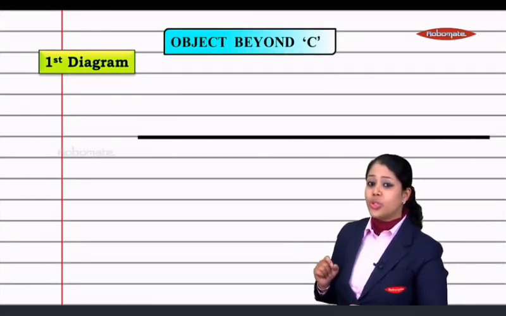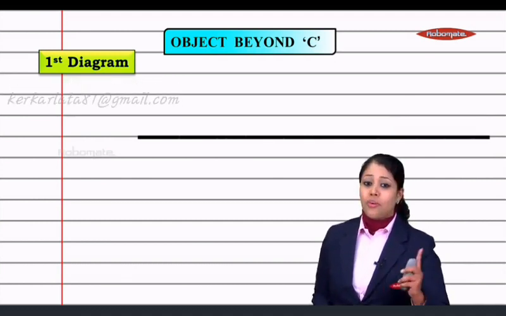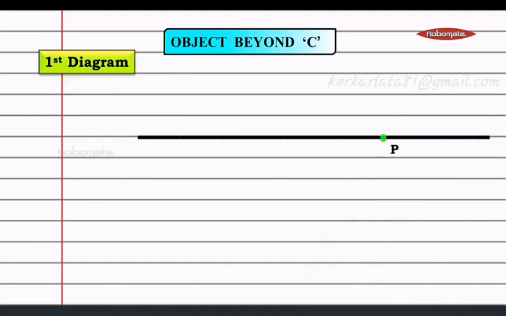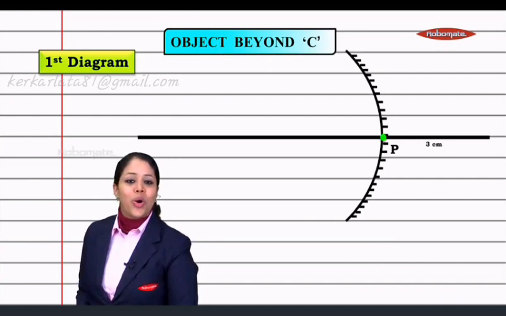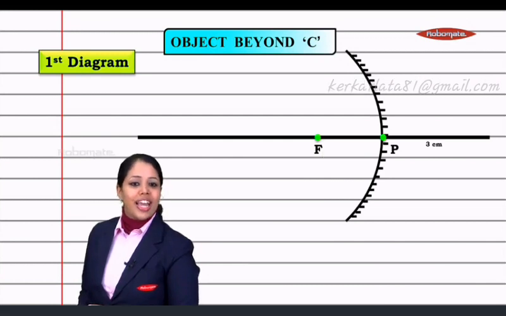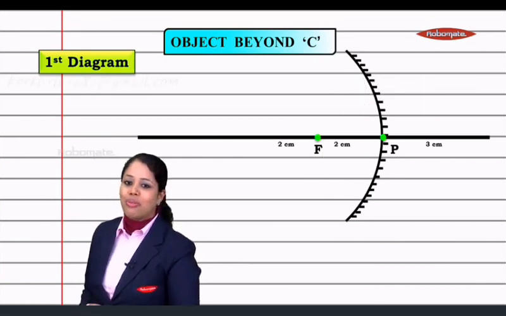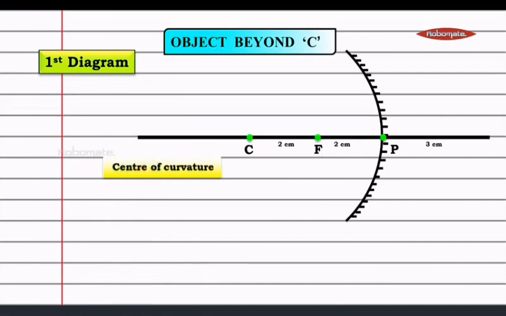First thing that you need to draw is the base diagram. So we make a straight line, principal axis. From the extreme right hand side, 3 centimeter you will mark pole. After that, from the pole, 4 lines above, 4 lines below, you make the concave mirror. Next, 2 centimeter from the pole, you mark F, focus. Again from focus, 2 centimeter you will mark center of curvature. So now students, the base diagram is ready.